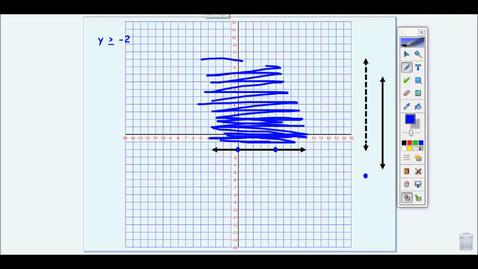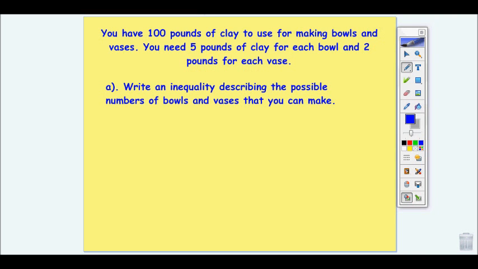We're going to conclude this lesson with a real life example. So you have 100 pounds of clay to use for making bowls and vases. You need 5 pounds of clay for each bowl and 2 pounds for each vase. So if you look at this information, we have 2 different kinds of variables. We have the amount of clay we need for bowls. We have the amount of clay we need for vases.